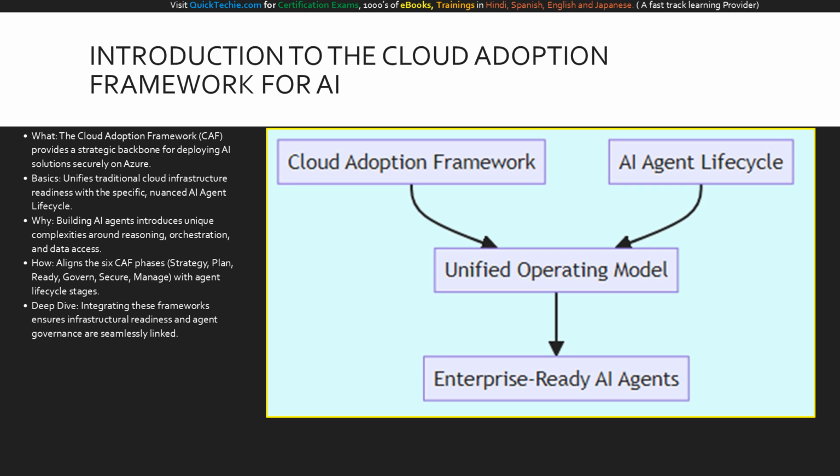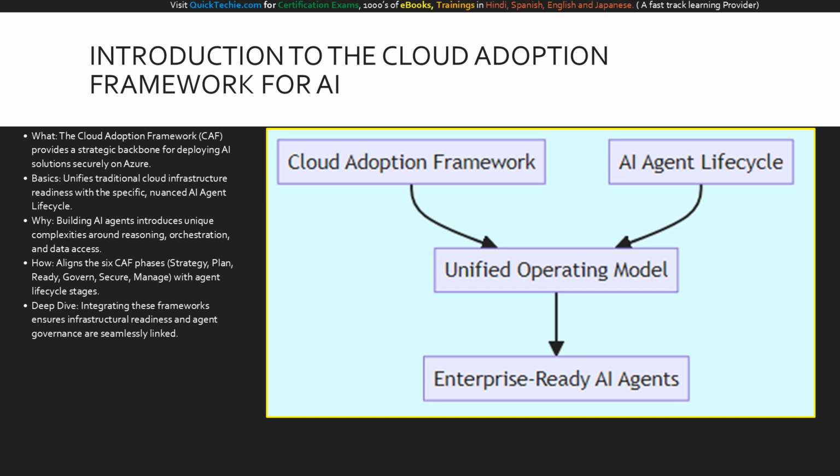How do we start? By aligning the 6 core phases of CAF strategy: plan, ready, govern, secure, and manage directly to the 4 stages of the agent lifecycle: plan, govern, and secure, build, and operate. This unified model is critical. Without it, you risk disjointed architectures and fragmented data. Throughout this presentation, we will deep dive into each of these intersection points so you can confidently design an enterprise-ready operating model. We will cover the what, the why, the how, and the when for adopting this framework successfully.